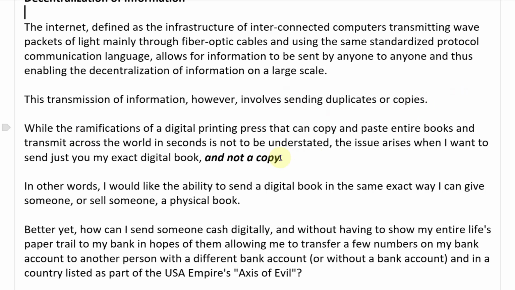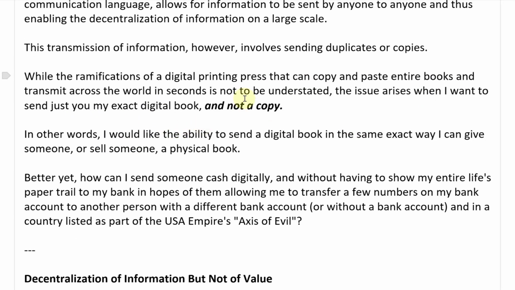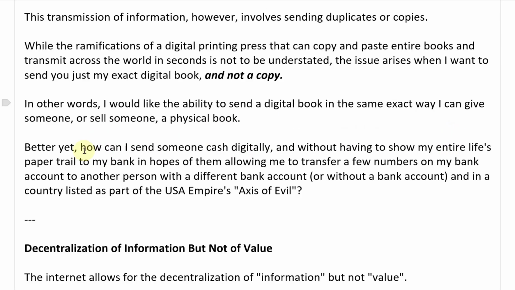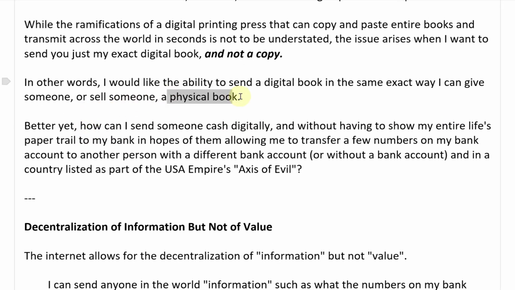While the ramification of a digital printing press that can copy and paste entire books and transmit them across the world in seconds is not to be understated, the issue arises when I want to send you just my exact digital book and not a copy. If I want to send an email, for example, is there a way to send only the email, so that then it's gone? It's as if I'm sending a letter. In other words, I would like the ability to send a digital book in the exact same way I can give someone or sell someone a physical book.